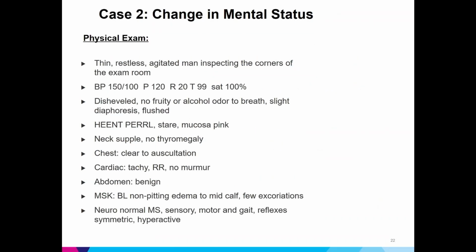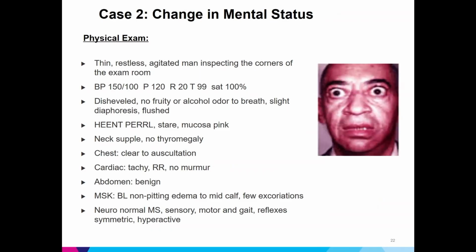On exam, he is thin, he's agitated. He has a blood pressure of 150 over 100 and tachycardic to 120. He appears disheveled. To the right, we see his head and neck exam with this obvious stare. His neck is supple, chest is clear. Cardiac, again, is that he's tachycardic, but no appreciable murmur. His abdominal exam is benign. Musculoskeletal, there's no edema. In terms of a neuro exam, he's a normal mental status, but his reflexes are symmetric and hyperactive.